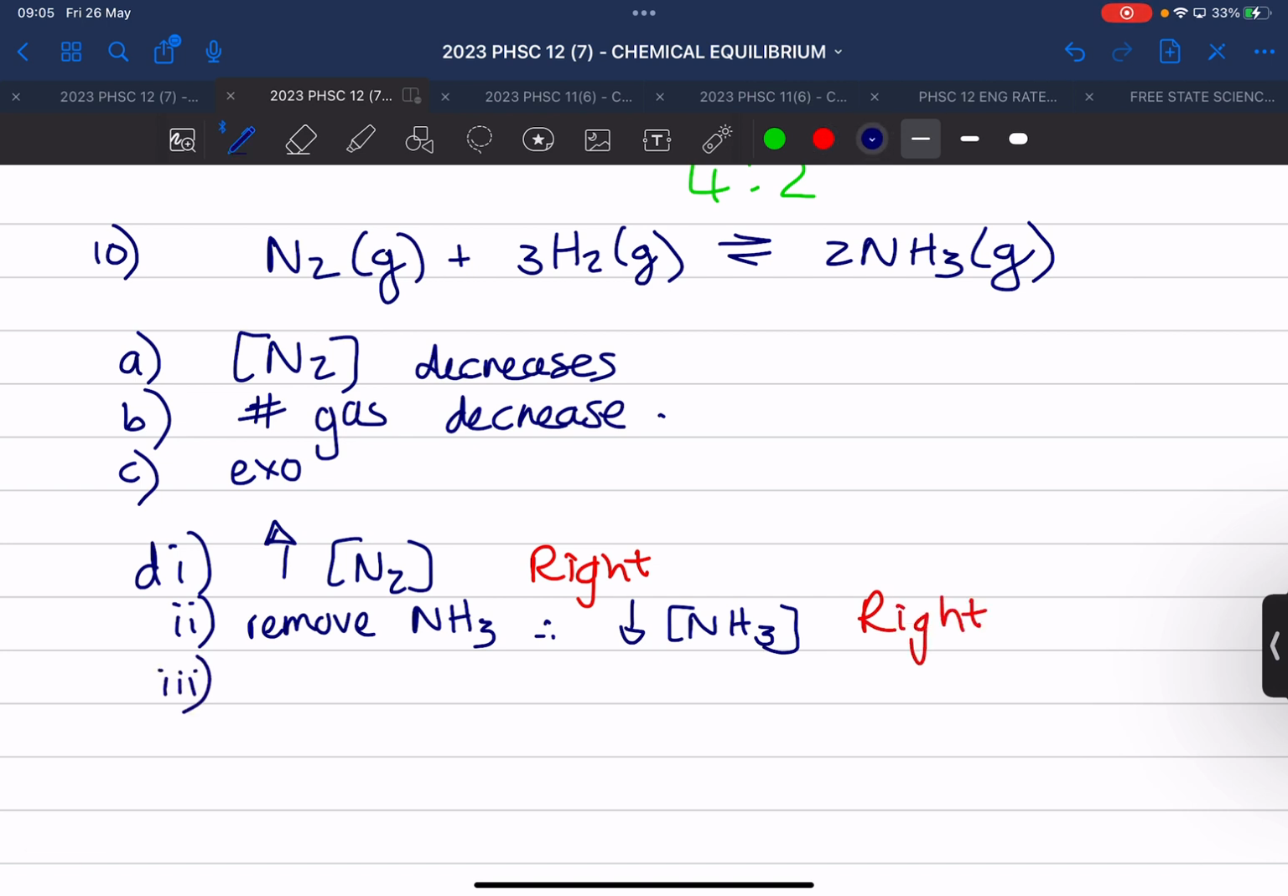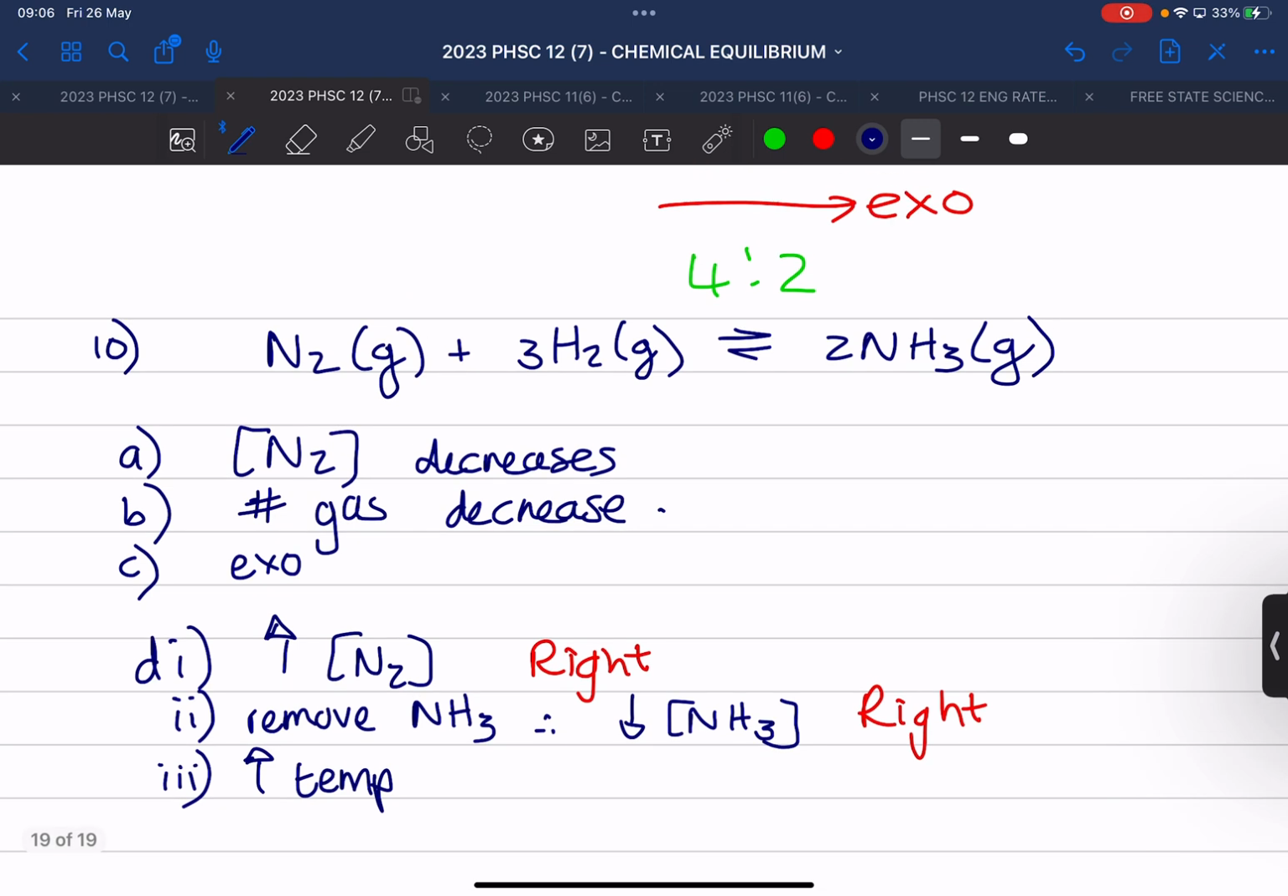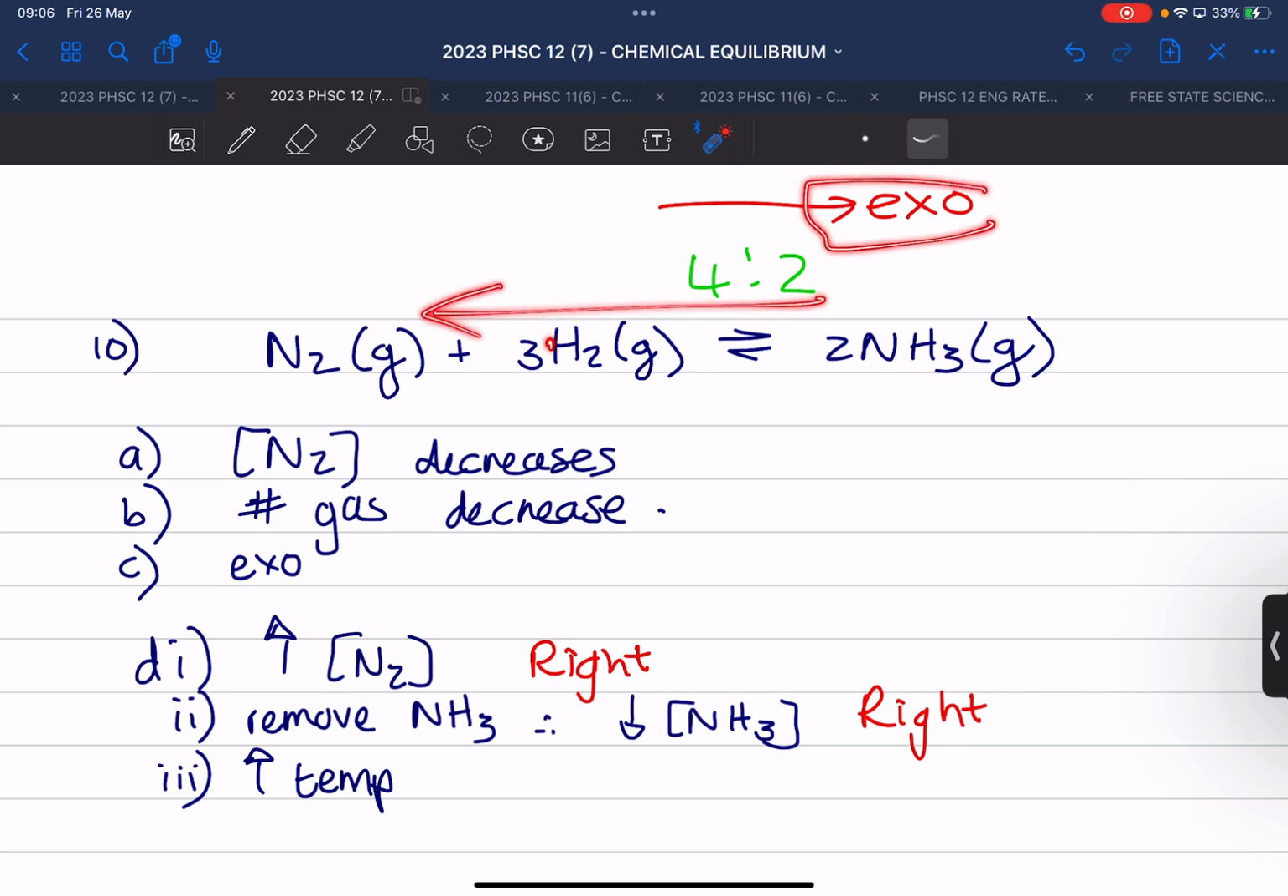Number 3, they say, if we heat, so we increase the temperature. What will an increase in temperature do? Favor the endothermic reaction. Which is the forward or the reverse reaction? Endo. If we increase the temperature, it's going to favor the endo. So it's going to go to the left.